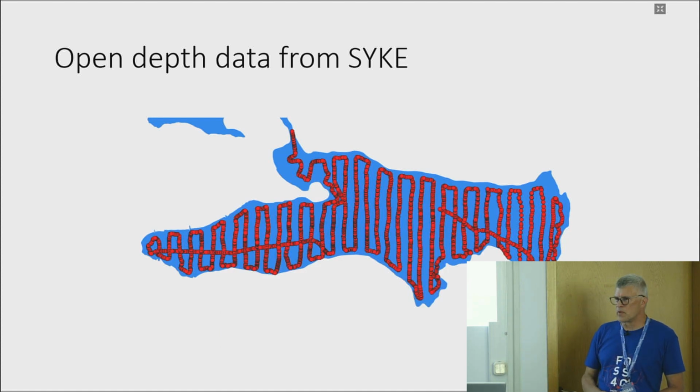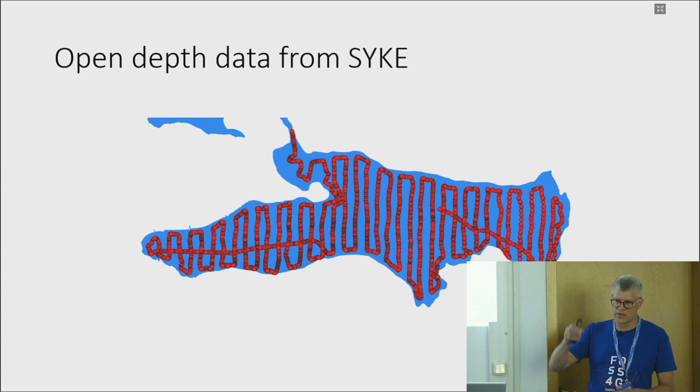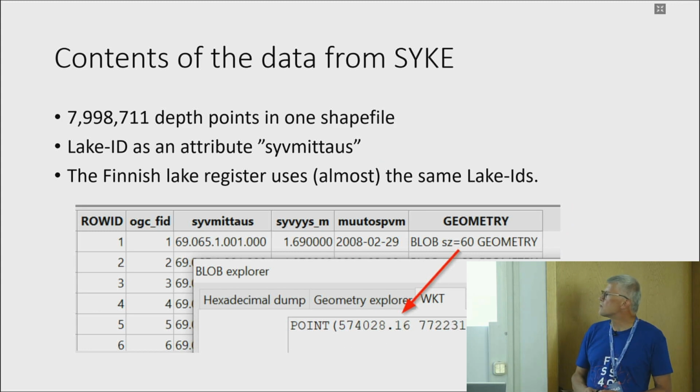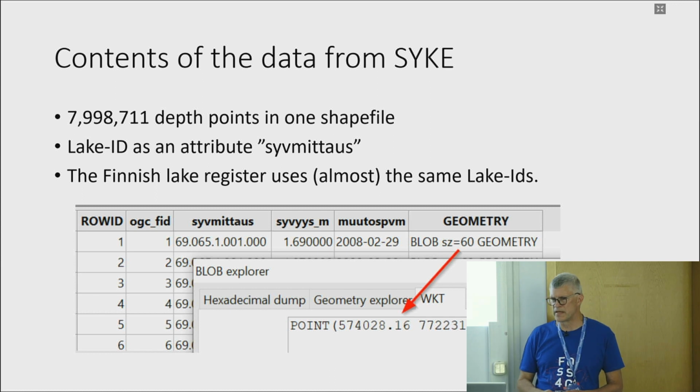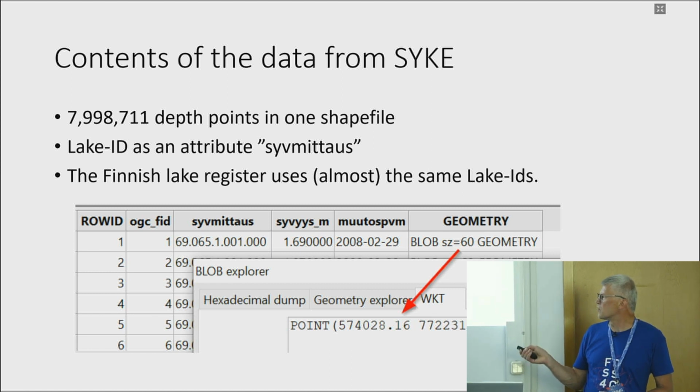And the data from the Environment Institute looks like this. They have been driving with a motorboat and collected data just beneath the boat with an echo sounder. So it gains this kind of lines which are actually points. In this project, I was using the data from SYKE mostly. And the SYKE data is point data. I placed it into GeoPackage, and the data is simple: there is only a lake ID, the depth of the point, and geometry.